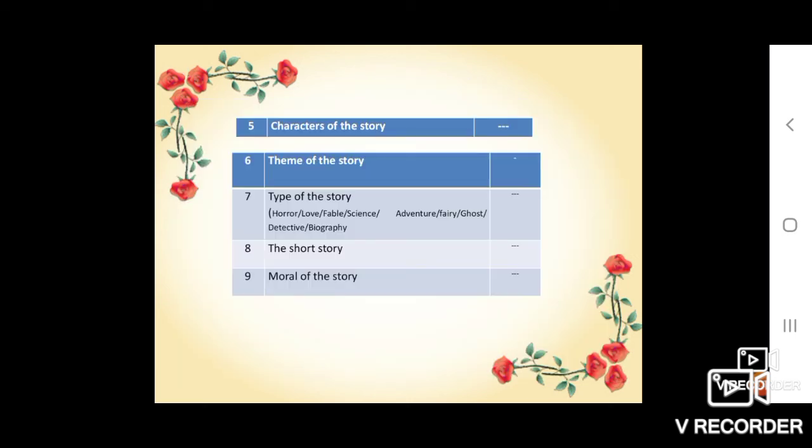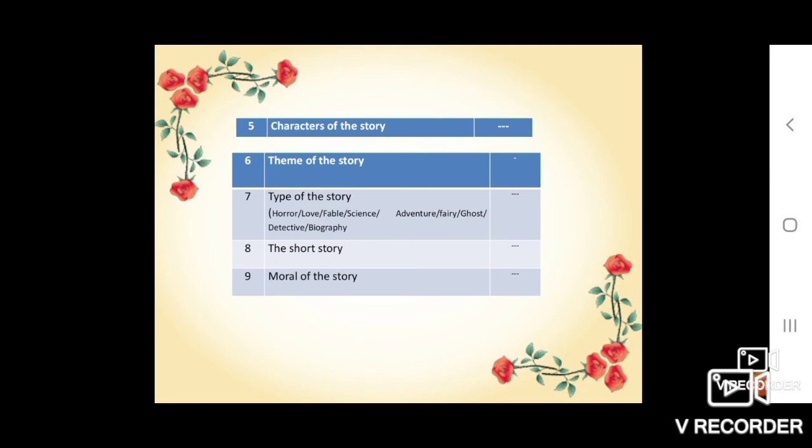Then you have to mention the characters of the story, then the theme of the story, and after that the type of the story. As per the index, we are following the index. This type of story, if your story belongs to a particular person, place or event, or it can be narrated, or described as a horror story, love story, fable, a story based on biography, or a story related to adventure or fairy life.